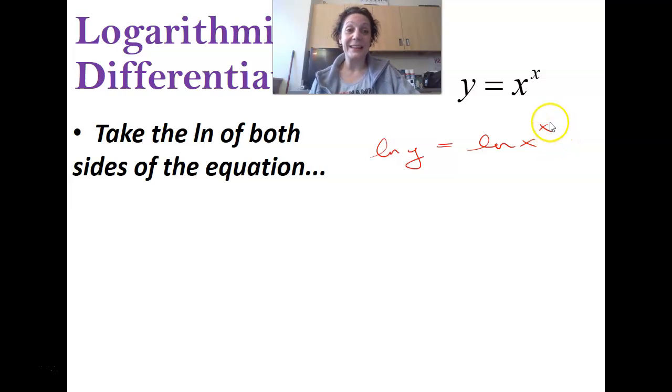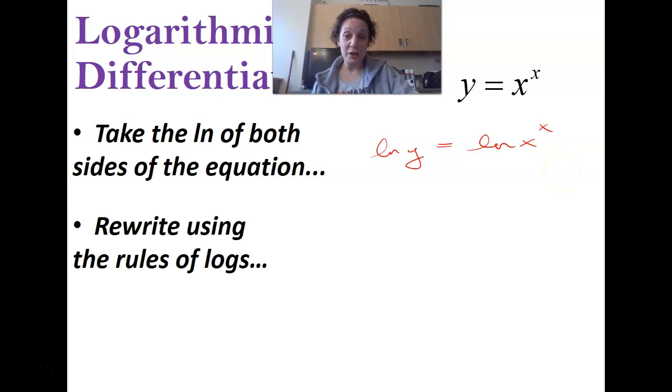Okay. Now, why did I do that? I did it so I could get rid of this exponent. I don't know how to take the derivative of an exponent or of a variable raised to a variable. I do, however, know how to take the derivative of two variable things that are being multiplied. So my next trick is going to be to rewrite this thing using the rules of logs.